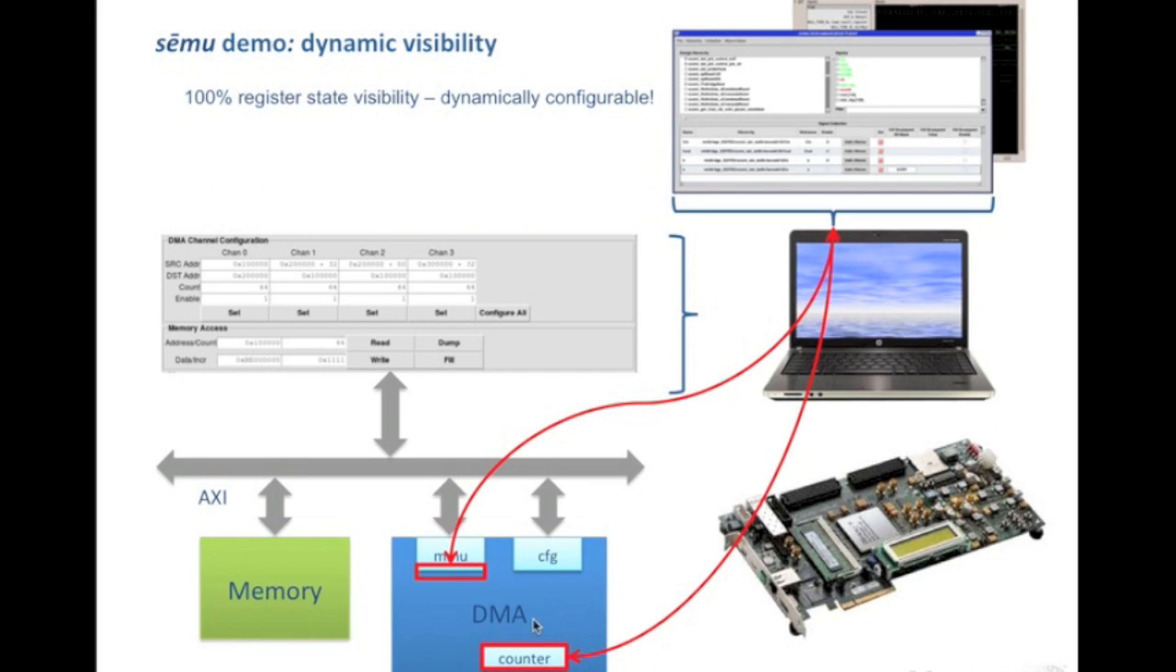We'll be working with a 32-bit counter that's sitting inside of the DMA controller. That counter iteratively counts from 0 to 1000 and back. And we'll also be looking at a FIFO interface that is on the DMA controller's interface to memory. Let's look at the demo.